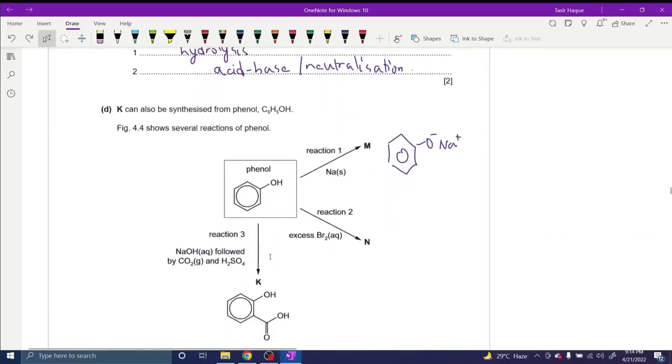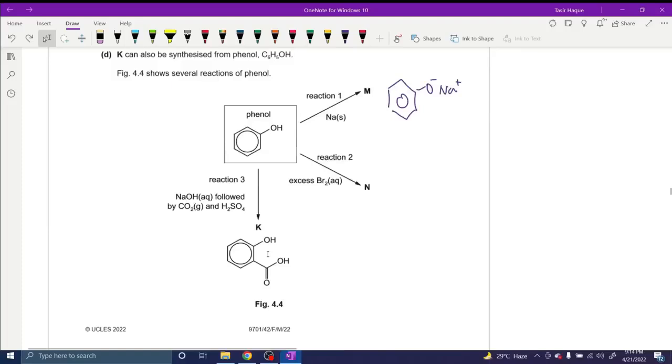K can also be synthesized from phenol. K also undergoes 2 other reactions, one with sodium metal and one with bromine. So we know that phenol reacts with bromine to produce a white precipitate, right? And phenol also reacts with sodium. Acid plus metal is equal to salt plus hydrogen gas.